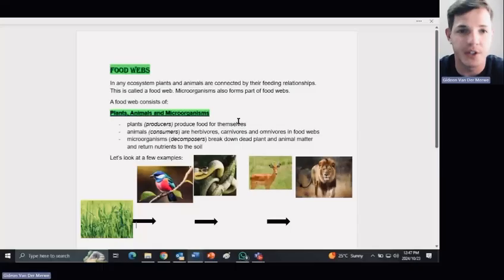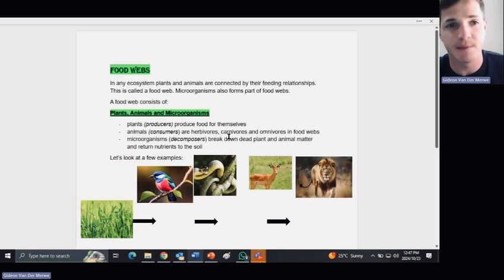Hey learners, in today's lesson we will be discussing food webs and the major components that make up food webs. So let me quickly share my screen and then I'm going straight to the Word document.